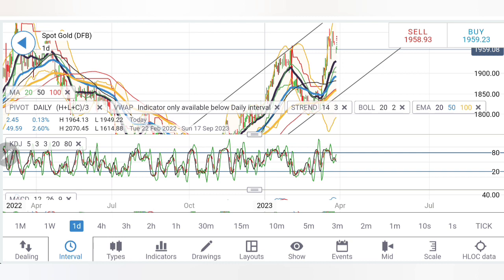Above 1961, 1965 and 1970, these two levels you should watch out for. Possibly it can hit 1965, which is a very good resistance, and then 1970 levels. If it breaks past 1970, more bullishness may prevail, but you have to be cautious there.